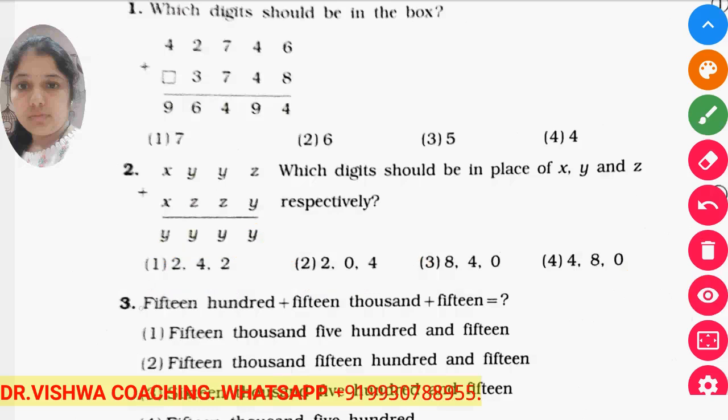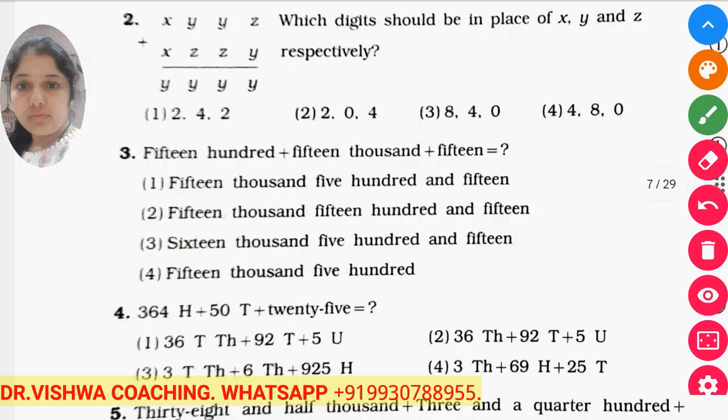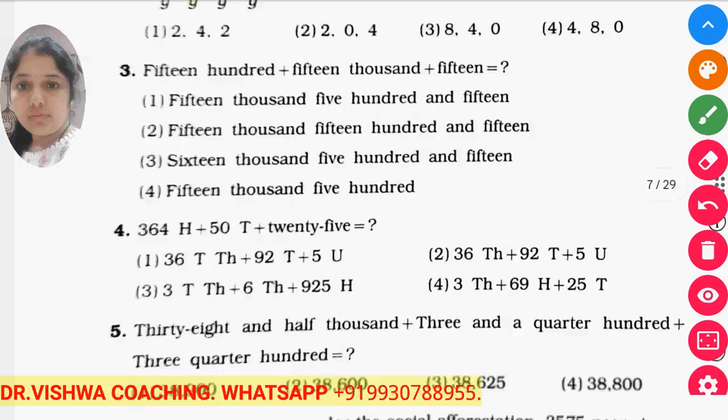Okay, you can check. Now 1500, 15,000 and 15 we have to add. So write all the numbers first and then you can add them and you will get the answer. So this is also for the homework. It is a very easy question.